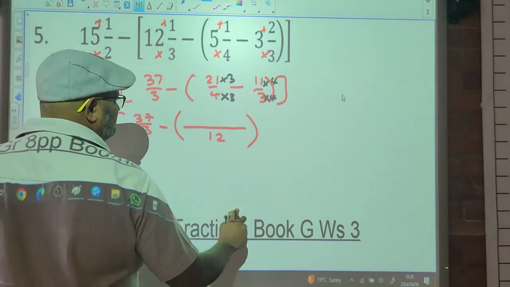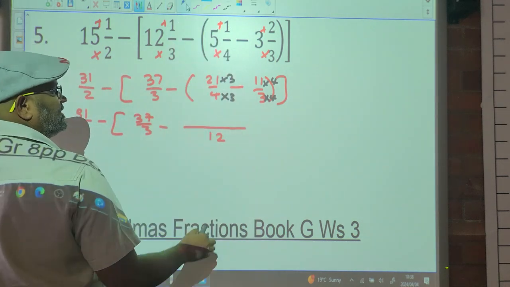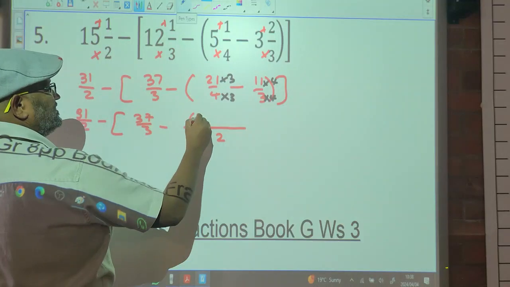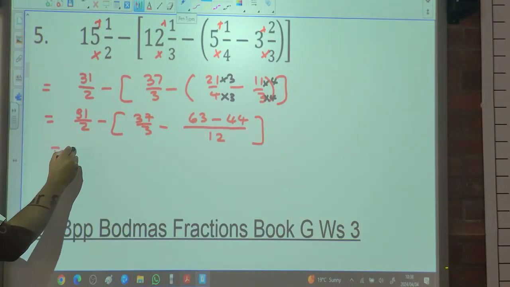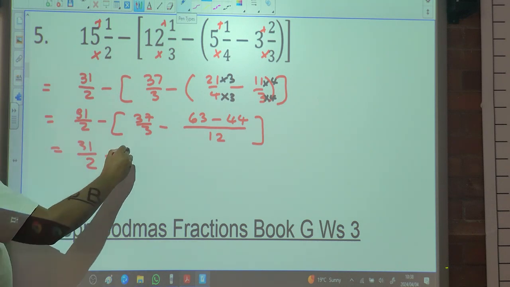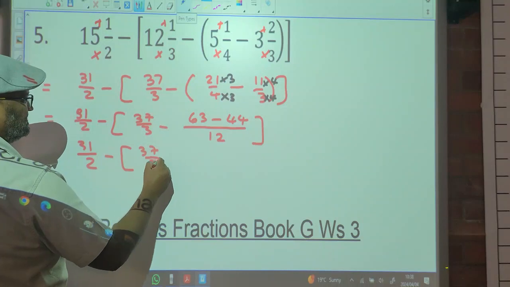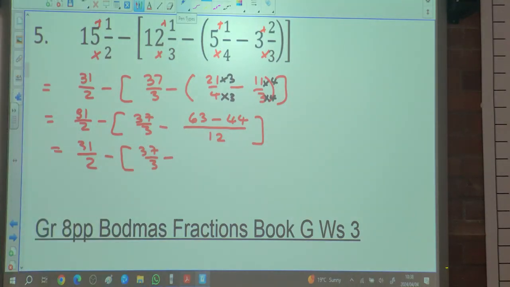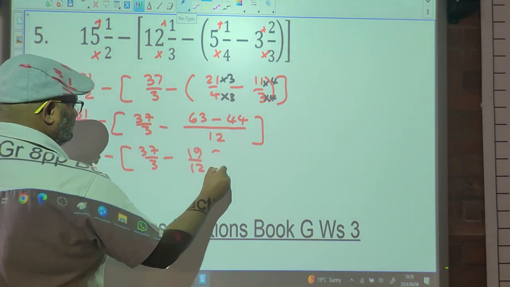Yeah, because there's one term already. Sorry about that. So it's going to give you 63 minus 44. You all agree with that? Yes, sir. So it's going to be 31 over 2 minus, open brackets, 37 over 3 minus, what's 63 minus 44? 19. Correct? Over 12.